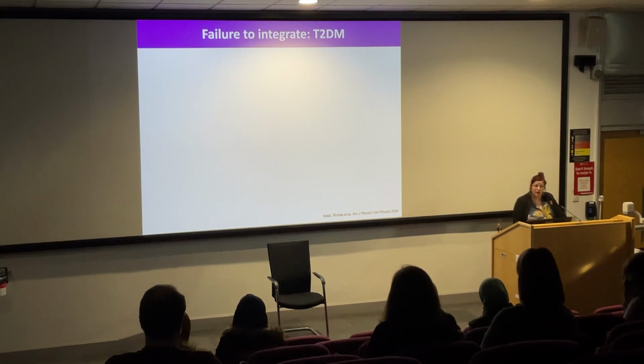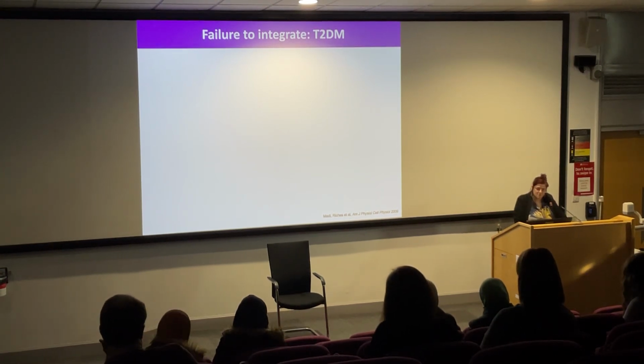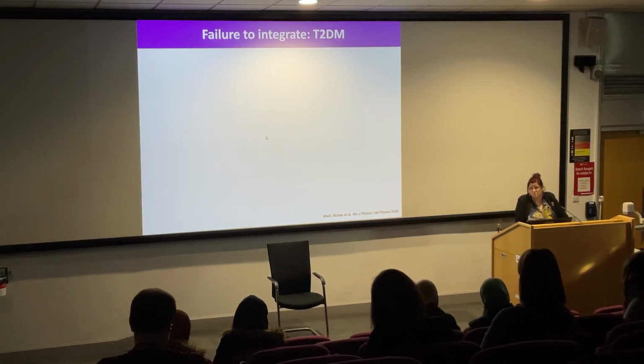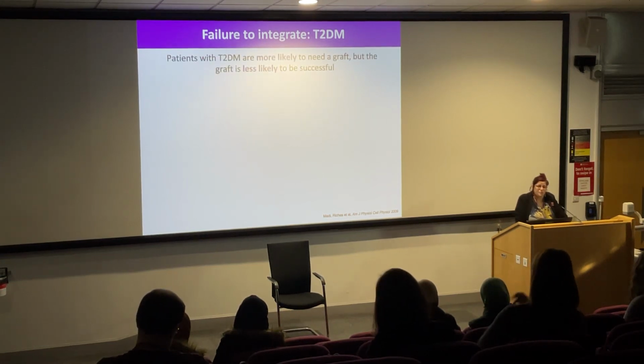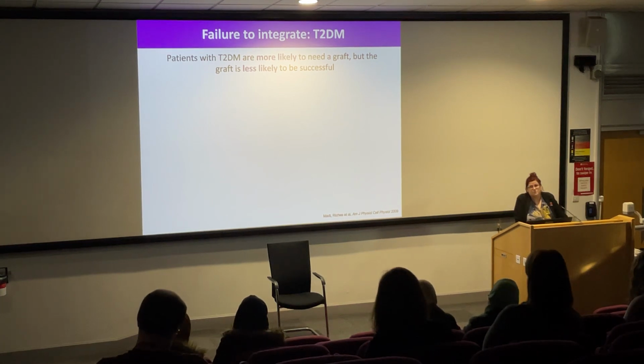And so that's what I look at in the lab. With patients who've got type 2 diabetes, I can get their blood vessels in the lab and grow the smooth muscle cells from them. I can do that from patients who don't have diabetes as well and compare them. What you find is that patients with type 2 diabetes are much more likely to need a graft, but the graft has a higher failure rate. So we're trying to look at why that might be, and we're looking at the smooth muscle cells to do that.